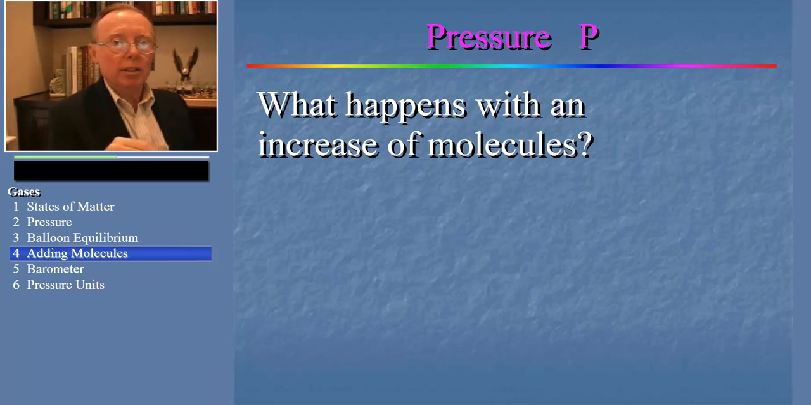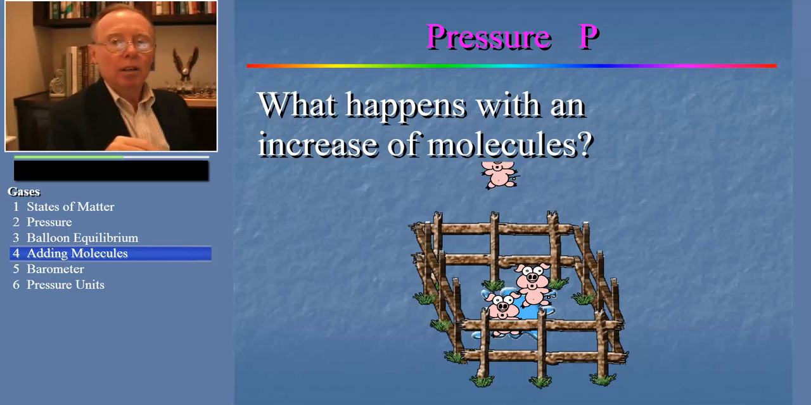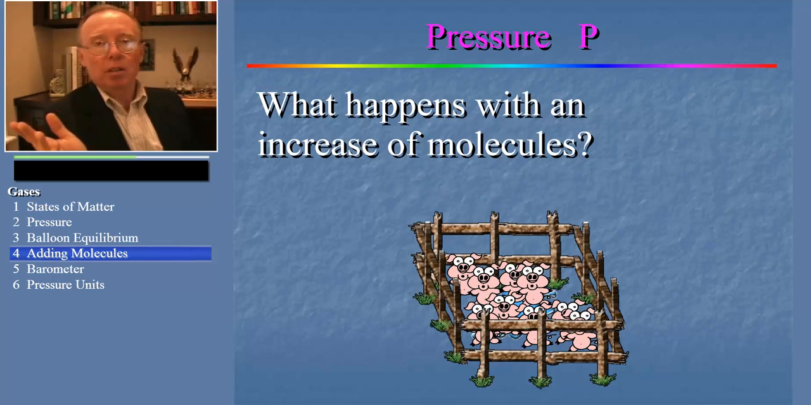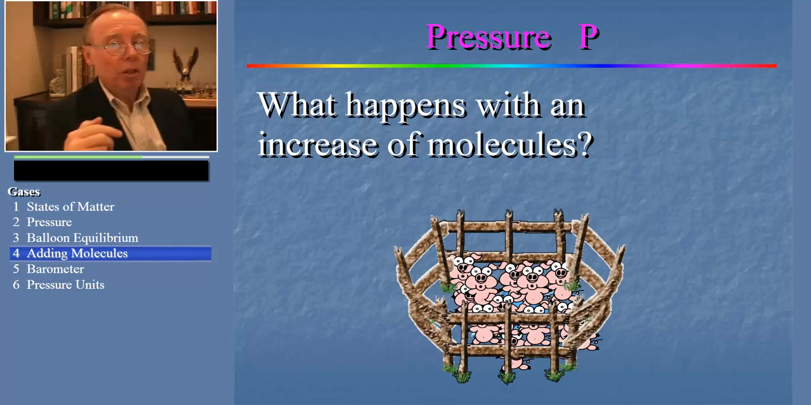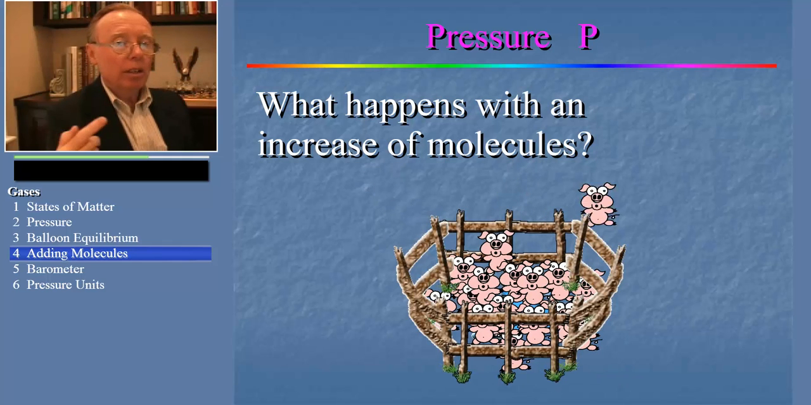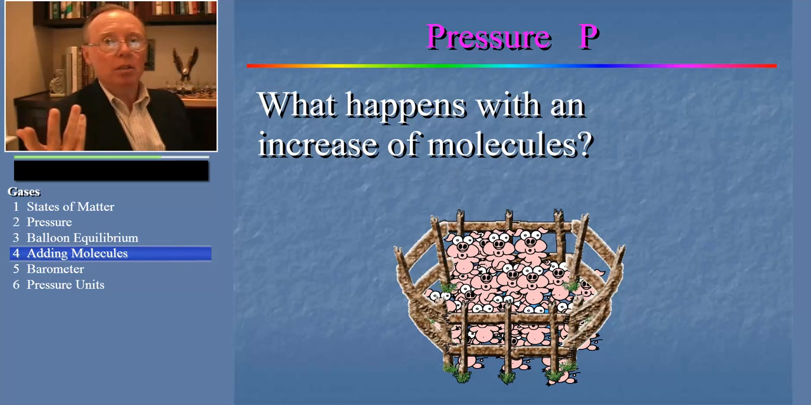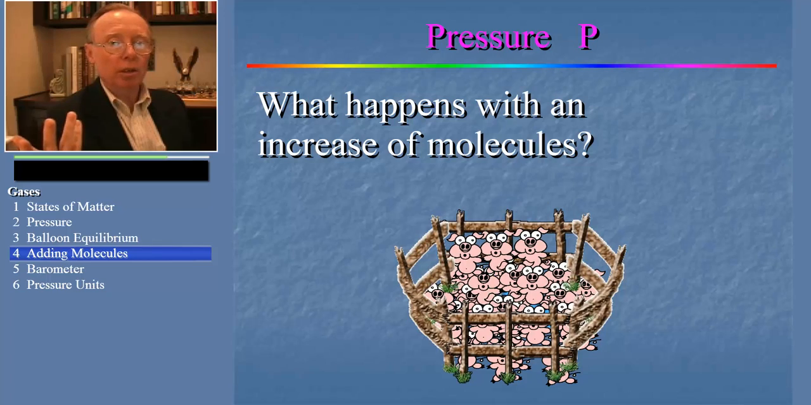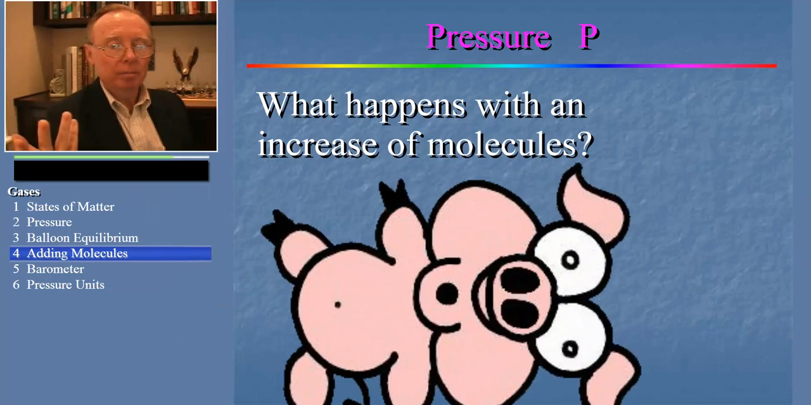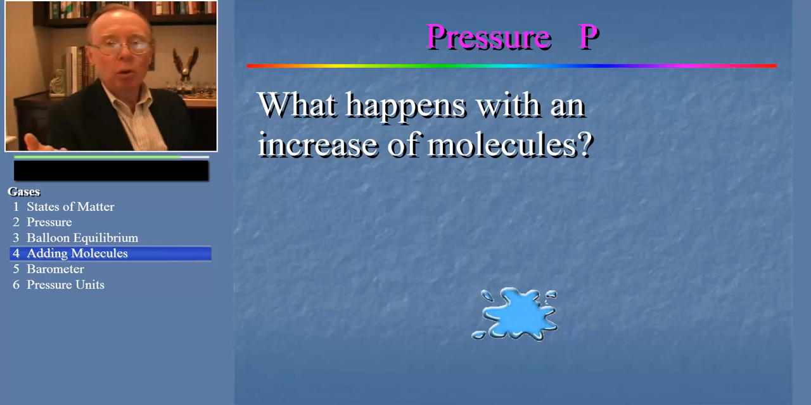One way to visualize this is to think of a bunch of pigs in a puddle, surrounded by a fence. The pigs want to be as far from each other as possible to stay cool. If you keep adding more pigs to the puddle, there's less room for each to move around. Each pig bumps into the other pigs and the fence more often, and this results in greater pressure on the fence. Now, by the same token, when I add more molecules to my gas, then more molecules are crammed into the same space, they bounce into one another and into the walls more often, and the pressure increases.